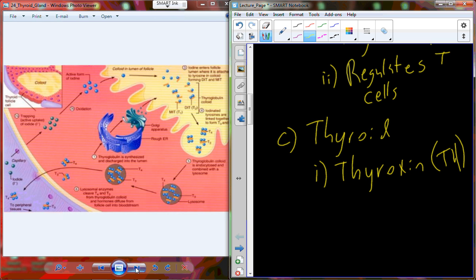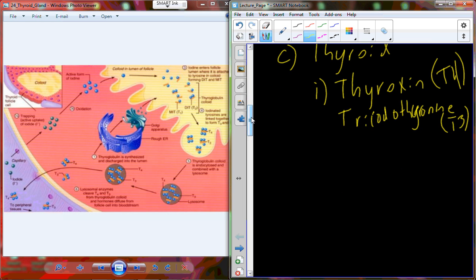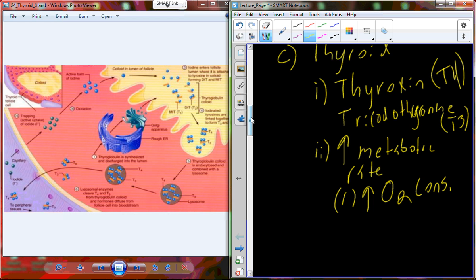One of them is thyroxine, which is called T4. And the other is called triiodothyronine. I can spell this right. Or, as biologists like to do, T3. So T3 and T4, these hormones are released. One of their main metabolic effects is to increase metabolic rates, things like heat production and oxygen consumption. So with thyroxine and triiodothyronine, we're going to have an increase in oxygen consumption, and an increase in heat production.